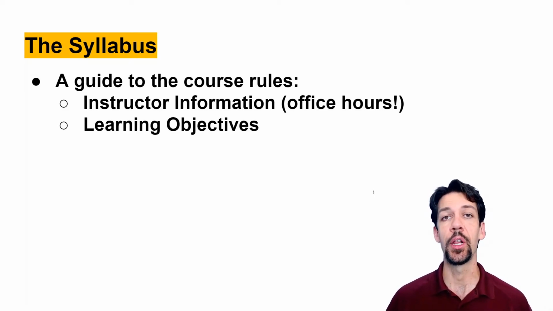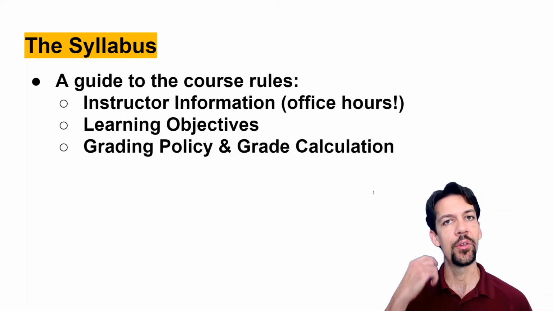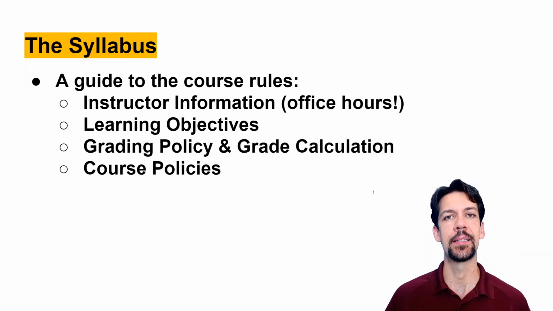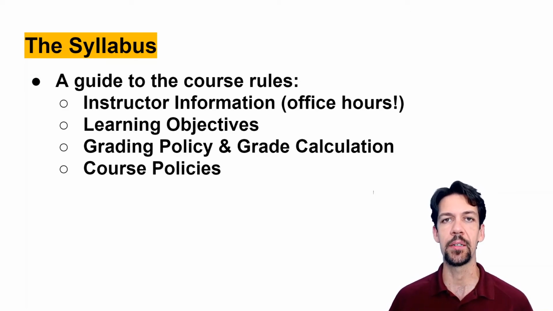It's also going to include the learning objectives, which is a list of things you should be able to do once you've completed the course, and also your grading policy and how to calculate the grades. This is going to include the weighting of particular assignments or assignment categories, how many assignments you can expect in the class, that sort of thing. You're also going to see the course policies in the syllabus, and this is an extremely important section that you should read every single time because it varies from instructor to instructor.